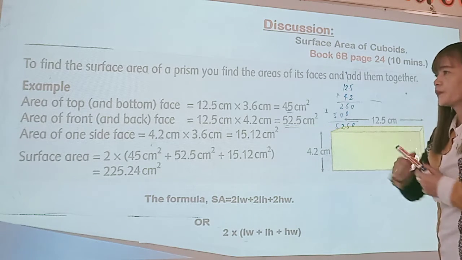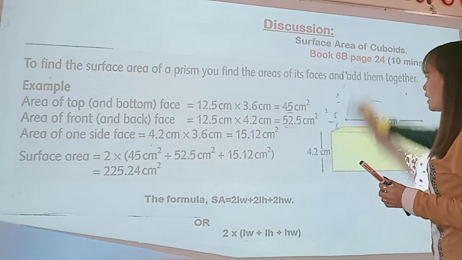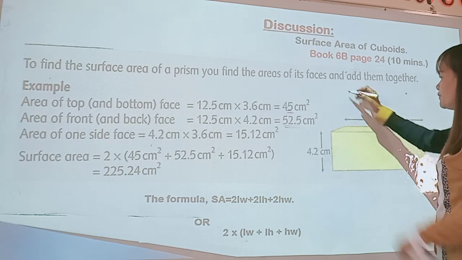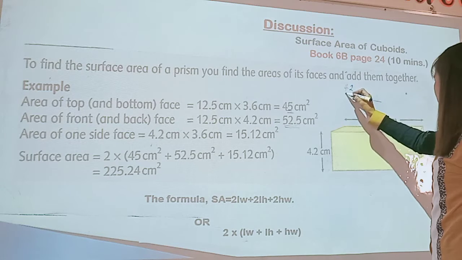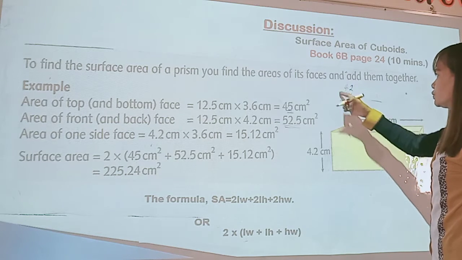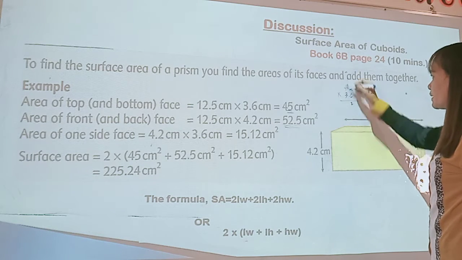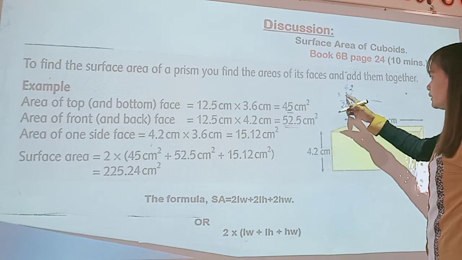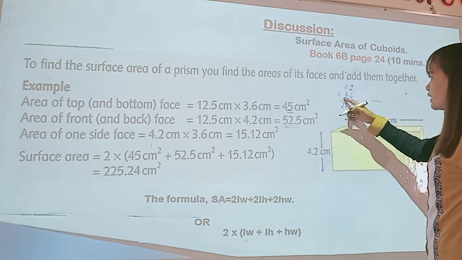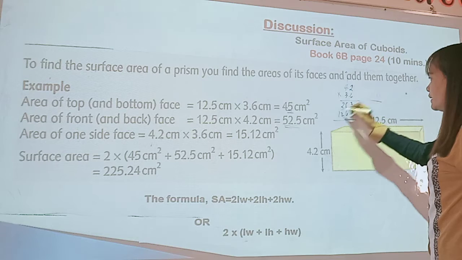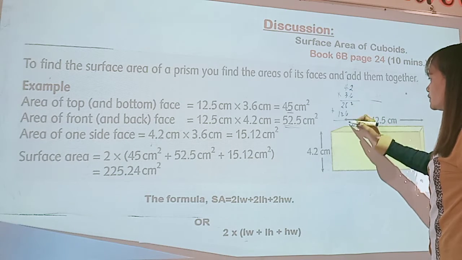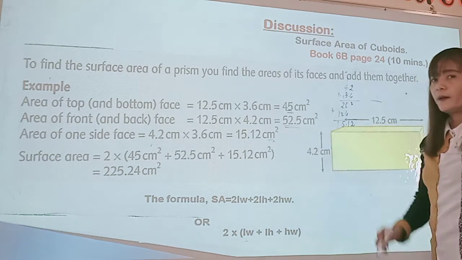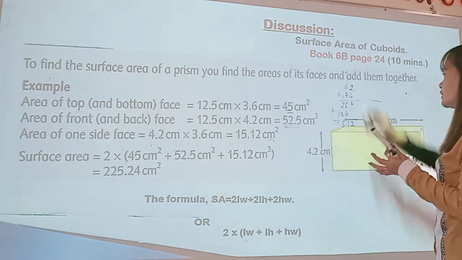How about the area of one side face? How are we going to get it? By multiplying the height and the width. So let us multiply 4.2 times 3.6. 2 times 6 is equal to 12, carry 1. 4 times 6 is 24 plus 1 is 25. 3 times 2 is 6. 4 times 3 is equal to 12. Let us add. So 2, 11, carry 1, 5, 1. So the answer is 15.12 centimeters squared.